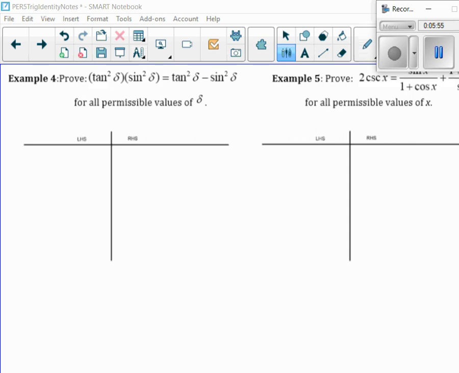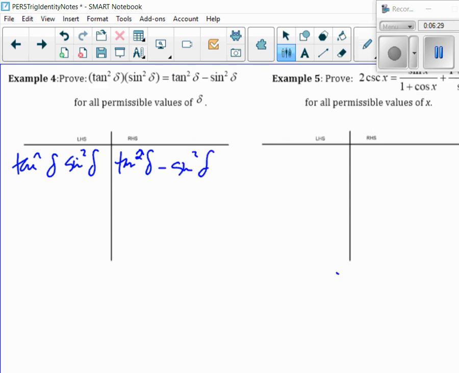Does anybody know what this Greek letter is? It's delta, actually. You guys know the capital delta? This is the small letter delta. So, tan squared delta minus sine squared delta. It's actually kind of hard to write sometimes, tan, when you're not used to it.